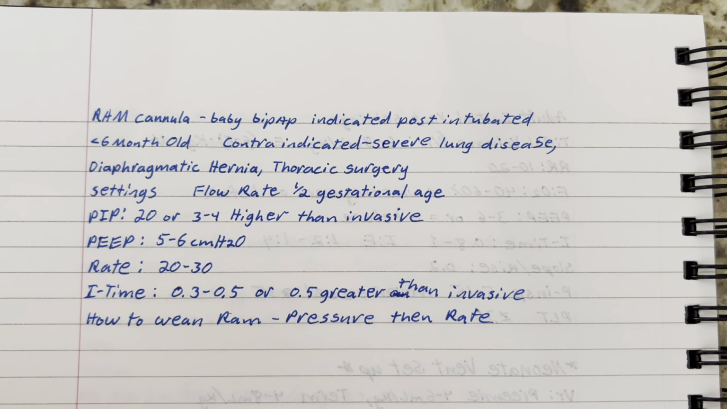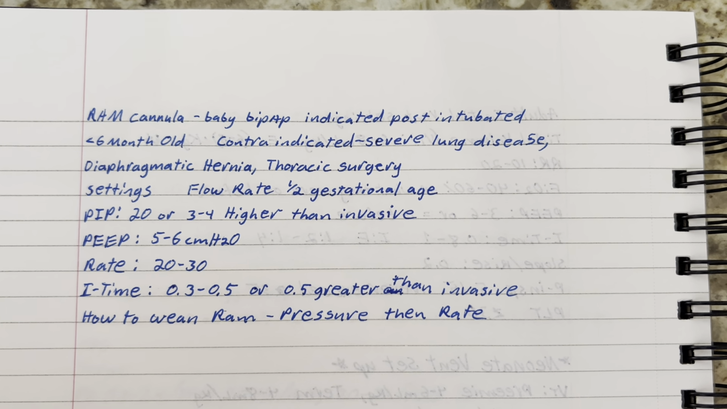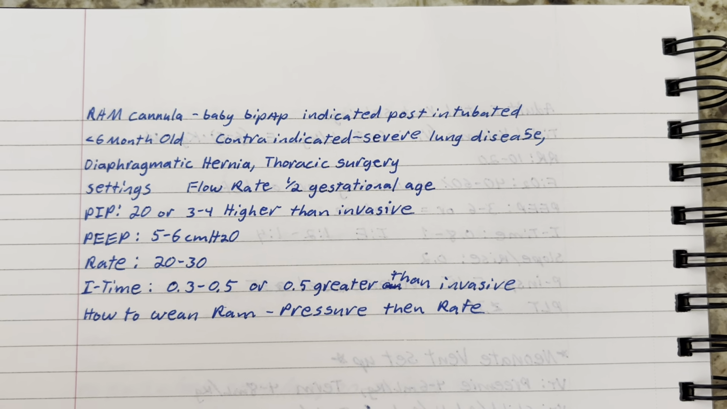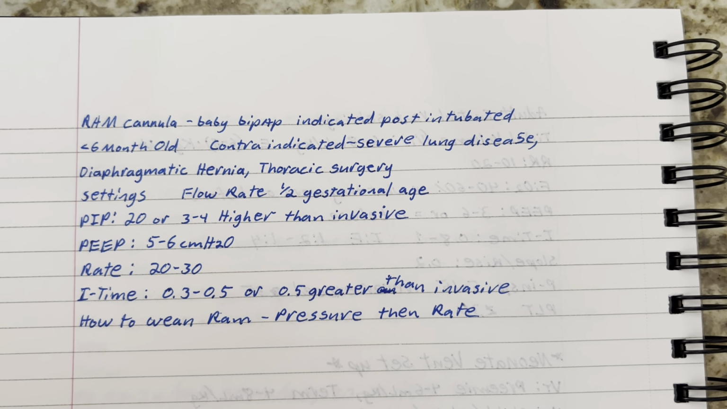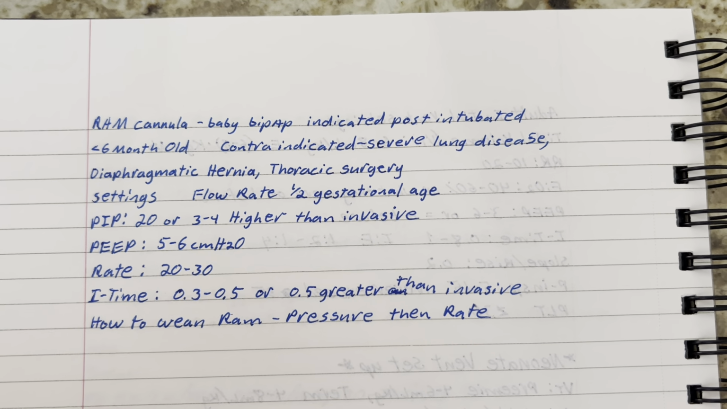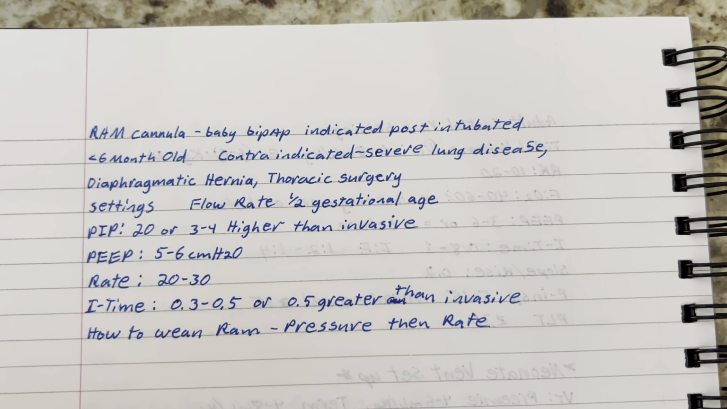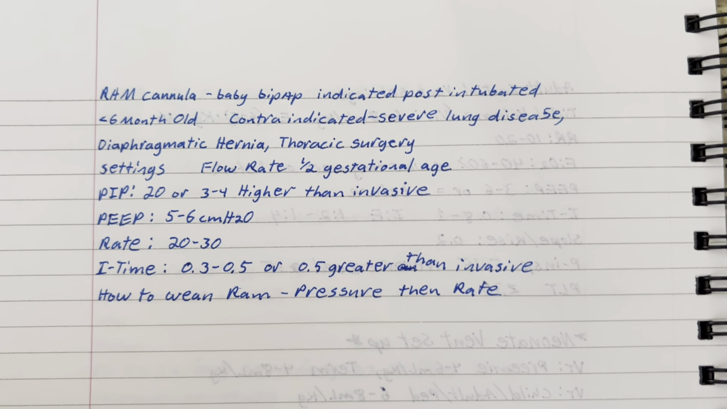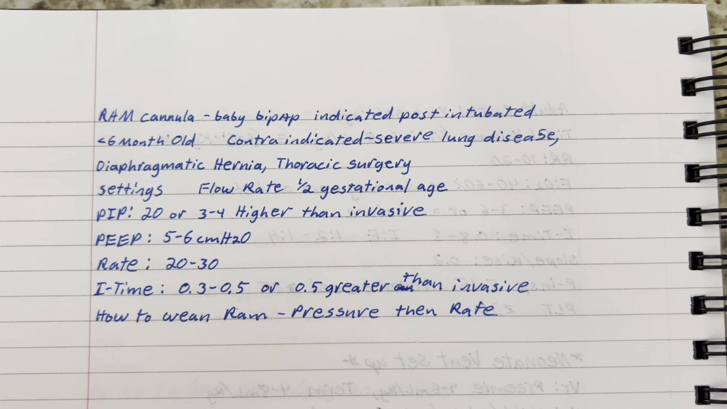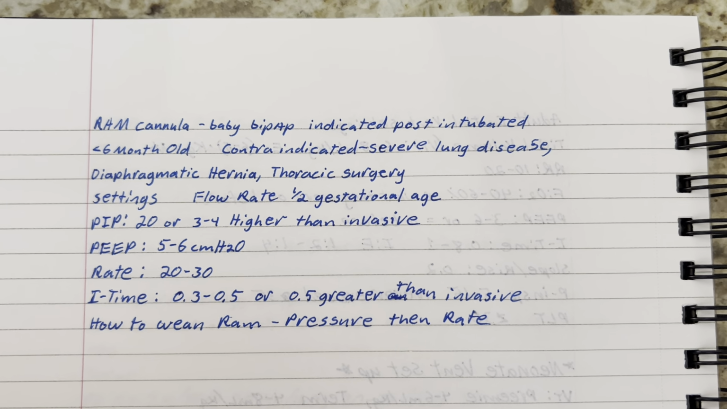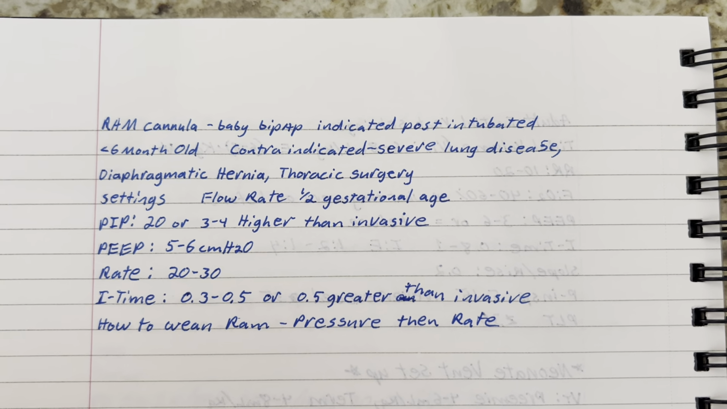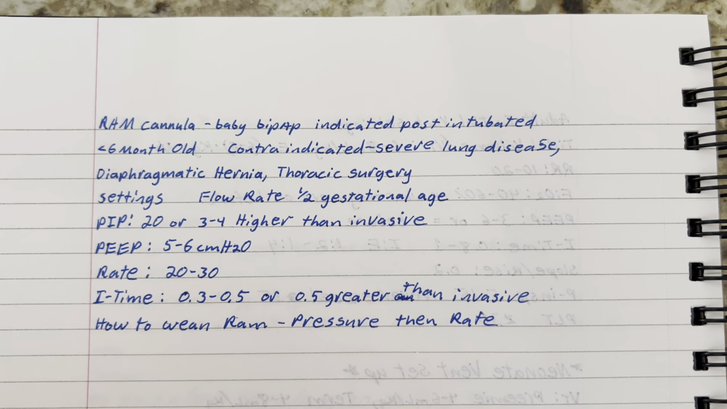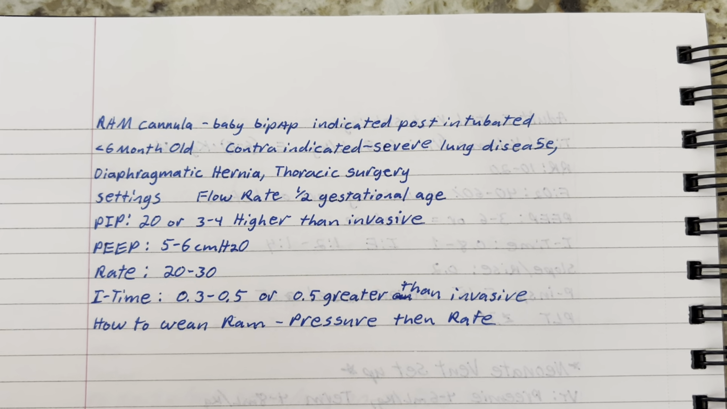Rate should be 20 to 30 for RAM cannula. I time for RAM cannula should be 0.3 to 0.5, or 0.5 greater than invasive. You also go rules of 4 for I time, 0.4. How to wean RAM cannula: wean pressure, then rate.